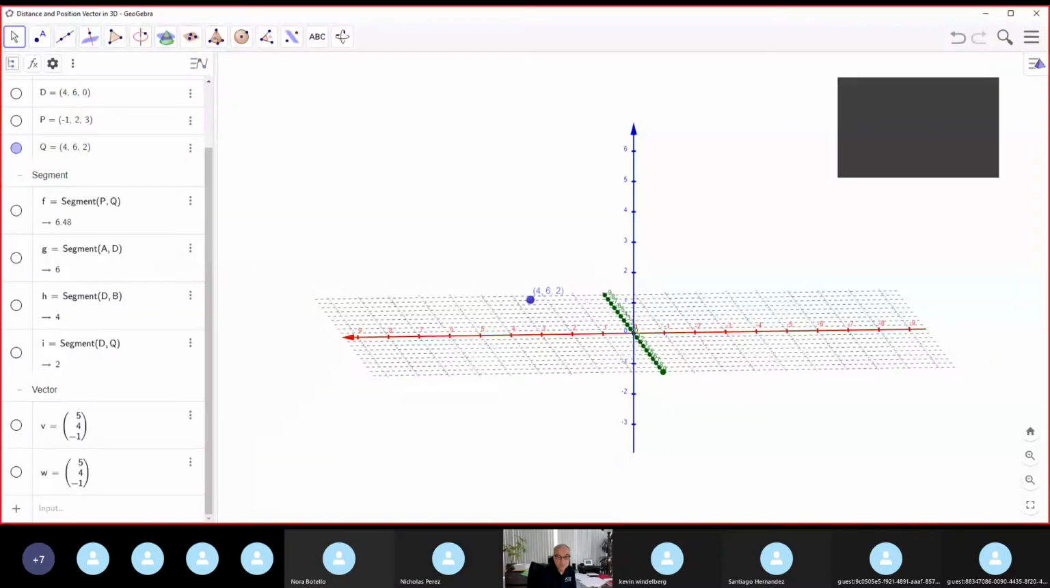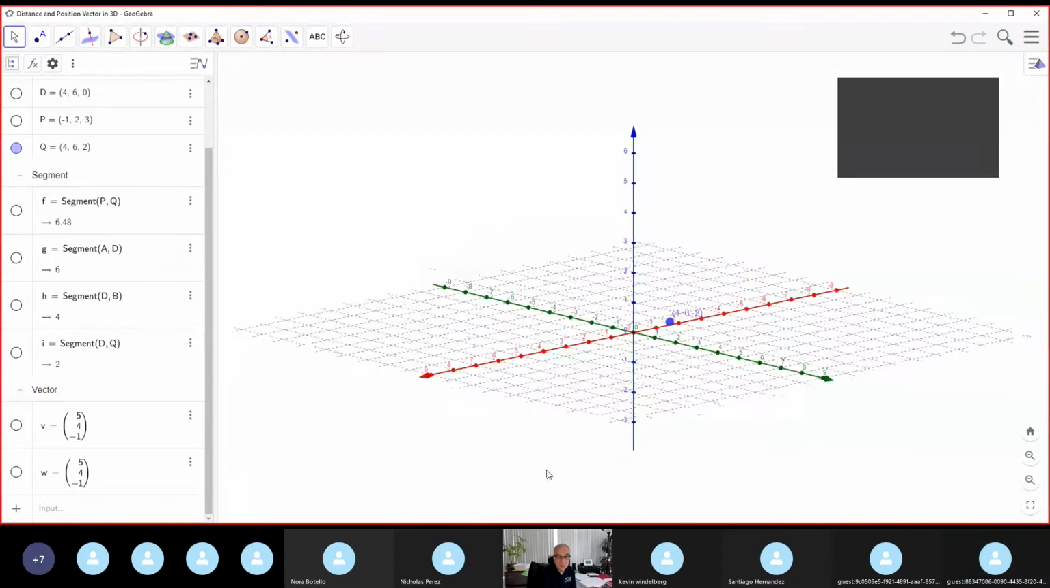Is this the distance and position vector? Do you see that? No. Again, I need to share. Okay. Now you see, right? Yes. Beautiful.